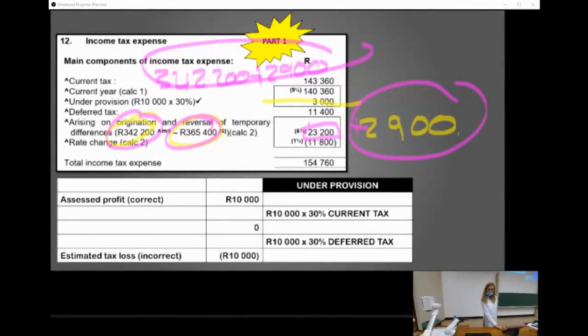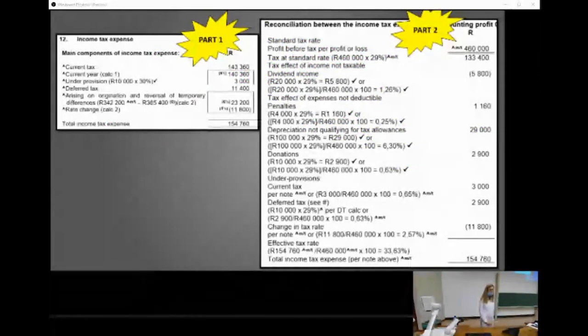Okay, so in our reconciliation, part 2 of our note, you'll see that here we put in our under provision for current tax, the 3,000. And here we have our under provision for deferred tax, which is the 2,900. If our rate had not changed, then this would have also been 3,000. But because our rate has changed and we adjusted that opening balance, the amount is now 2,900. Good. Okay. So that was just something interesting in question 2 that had to do with the tax laws.